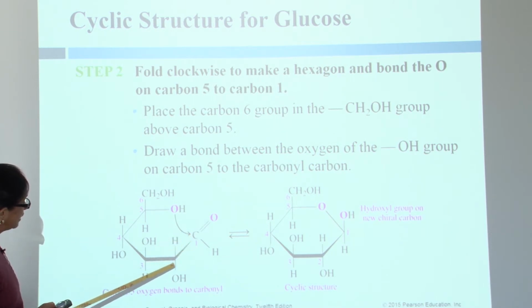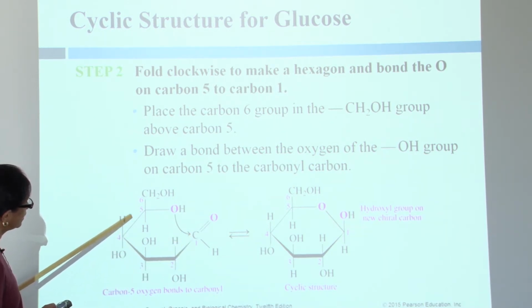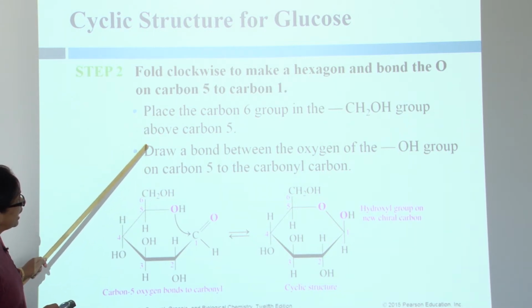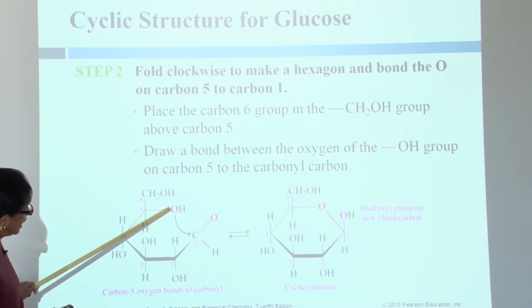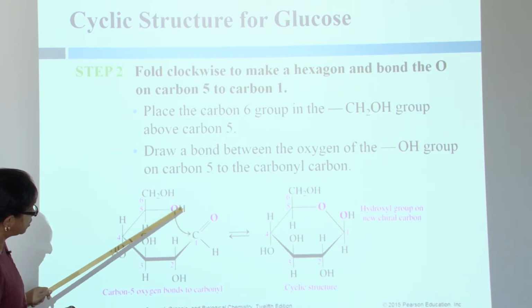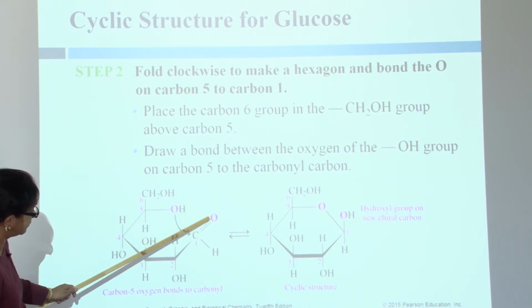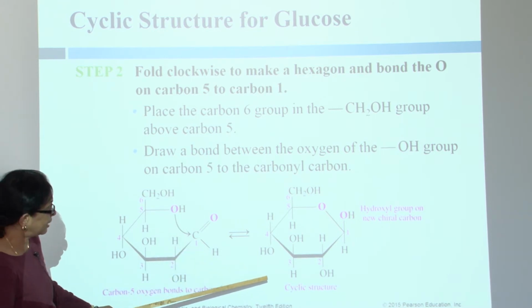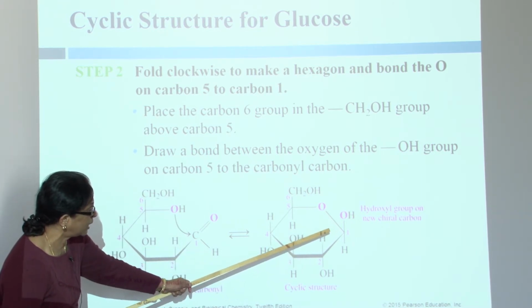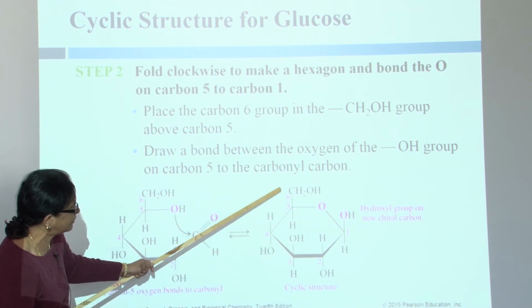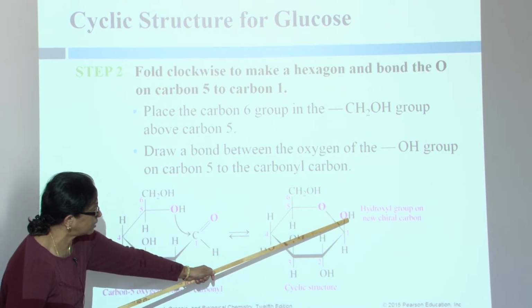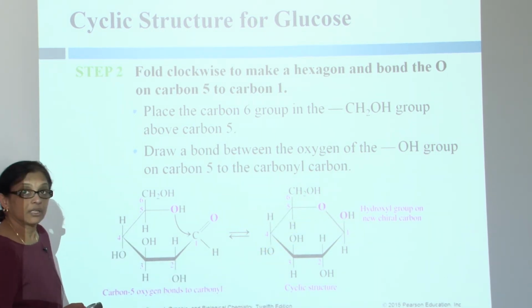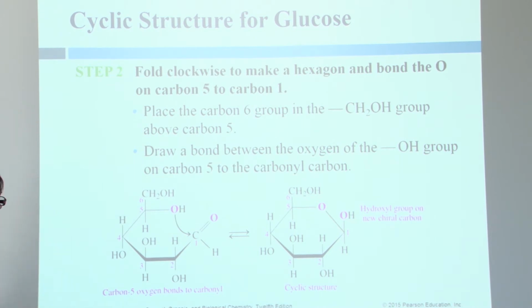Now we are folding the horizontal structure, and we are making a hexagon out of it. So the carbon 5 oxygen bonds to carbonyl. So this hydrogen connects here. Once we set up, it becomes a cyclic structure. So this is carbon 1, 2, 3, 4, 5, 6, and the oxygen is bonding to carbon 1. The hydrogen of the hydroxyl is located here. So this is now a cyclic structure.